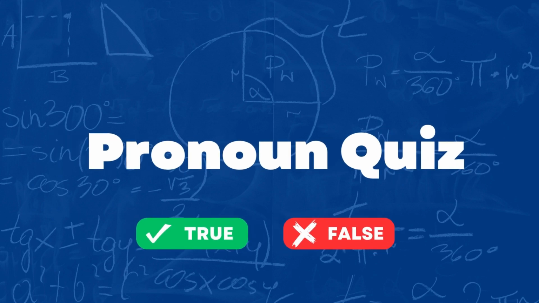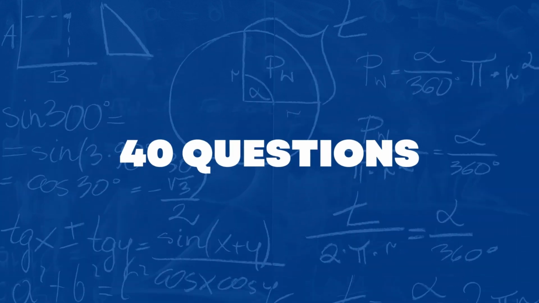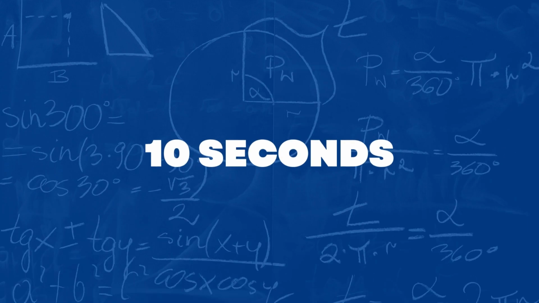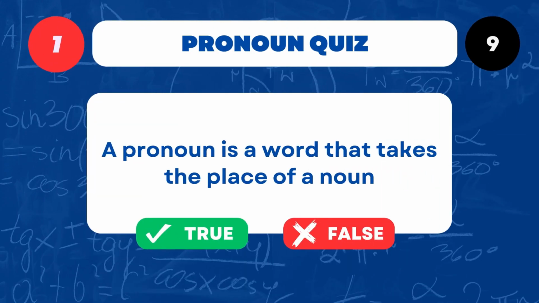True-false pronoun quiz. 40 questions and you will have 10 seconds for each question. Question number 1. A pronoun is a word that takes the place of a noun. True or false? True.